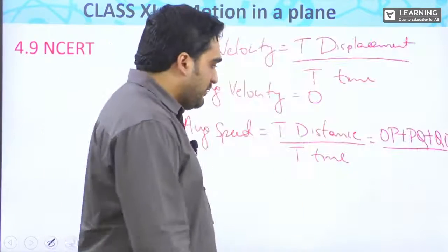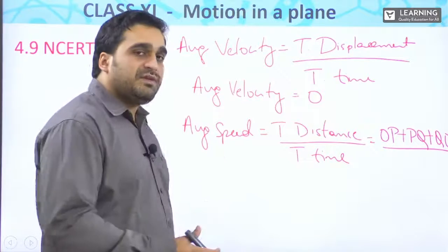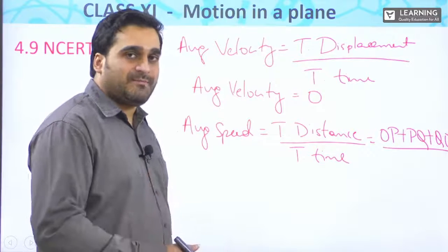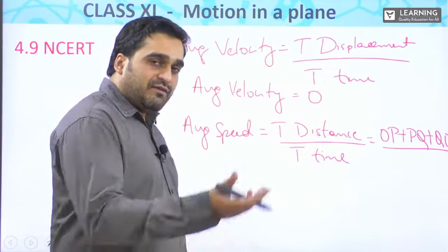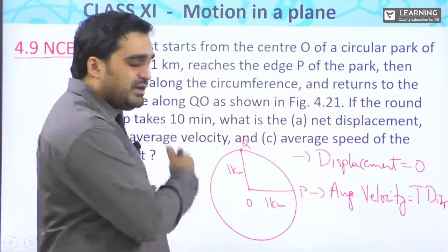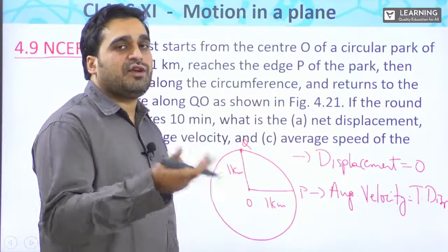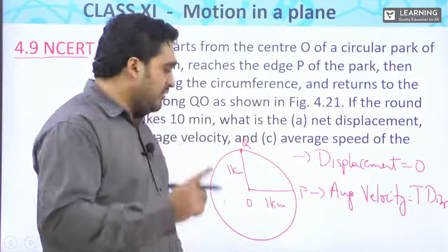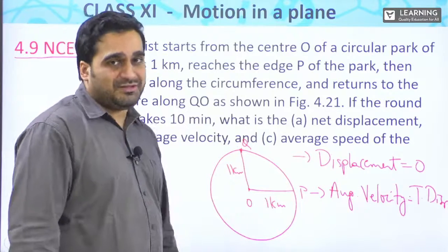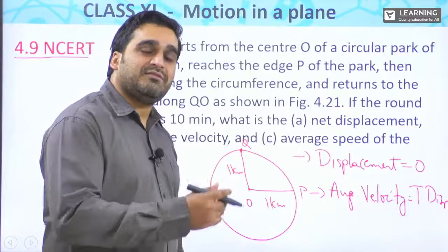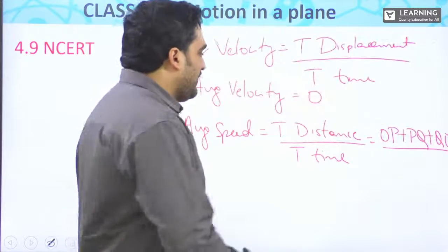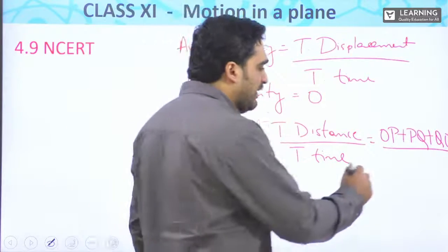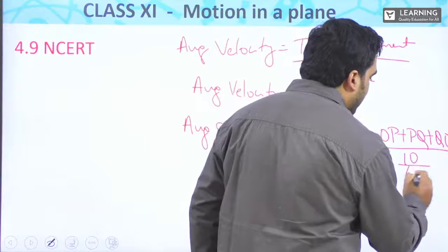Now, we use the unit for speed, which is kilometer per hour, or meter per second, which is its SI unit. So we either have to convert the given time, minutes, into seconds, or into hours. We would rather convert it to hours because distance is already in kilometers. So you can get speed in terms of kilometers per hour. So total time is 10 minutes. Convert that to hours. That would be 10 by 60.